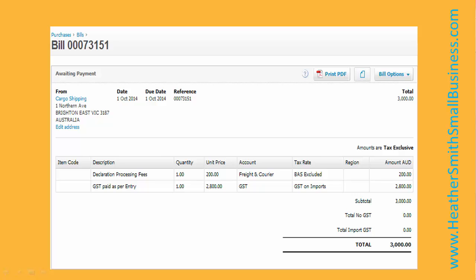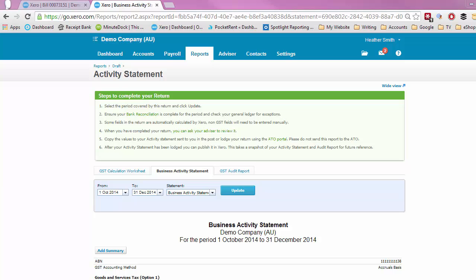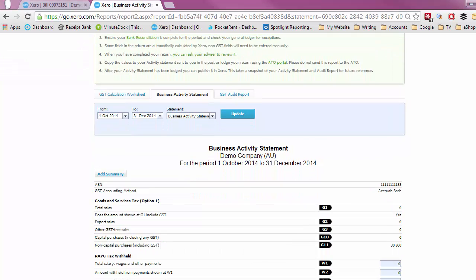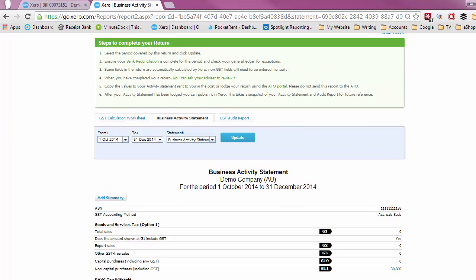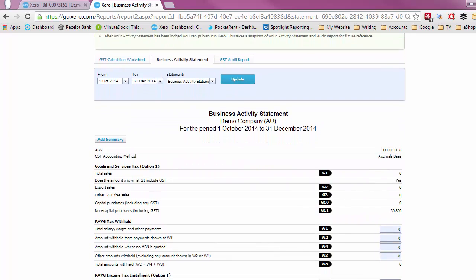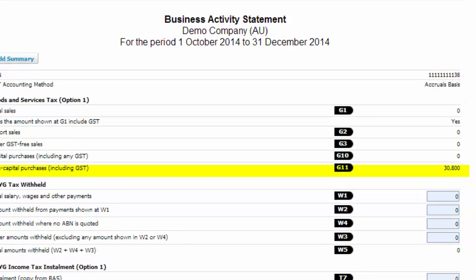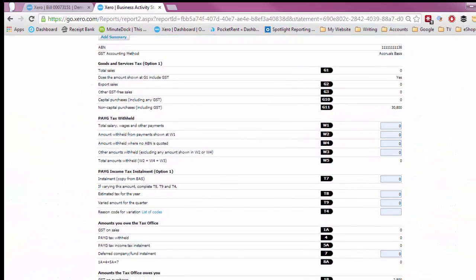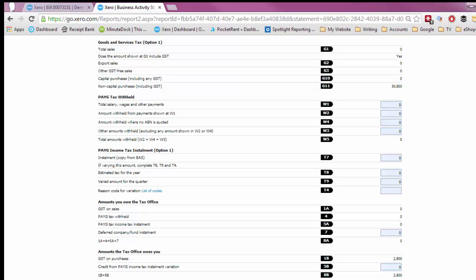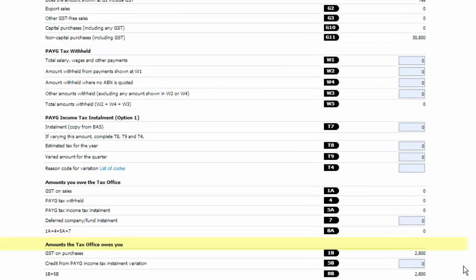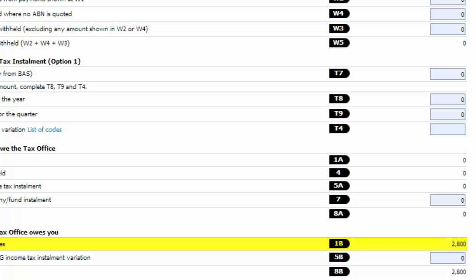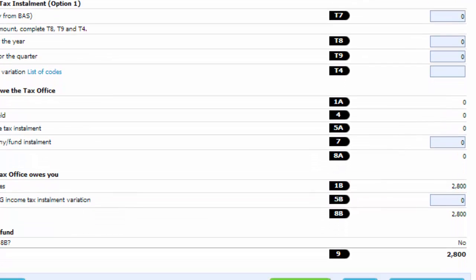However, I'm going to show you. I'm now going to look at the BAS statement so you can see it returning here. Now, the first line I want to highlight to you is the non-capital purchases. That's sitting there at $30,800. And as I come further down the page, I have 1B GST on purchases, $2,800, and with just that simple entry I will have a refund of $2,800 for the business.